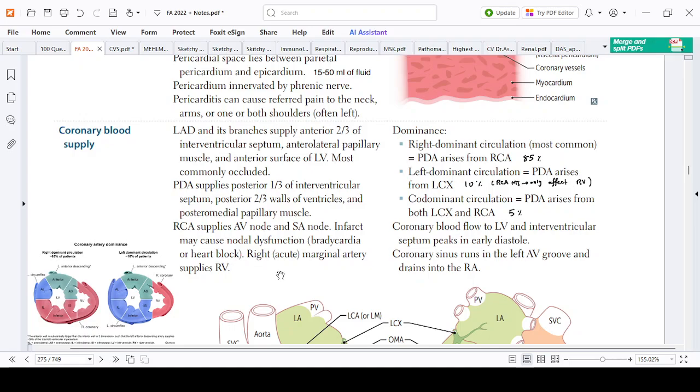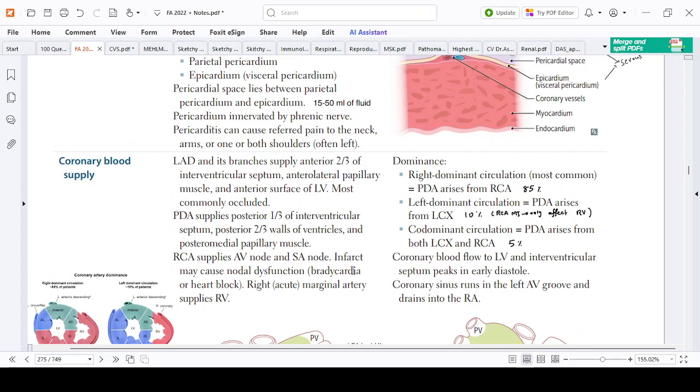The right acute marginal artery supplies the RV, right ventricle. So basically the marginal branches are from the RCA: the nodal artery, the AV nodal artery, the right marginal artery. These are the branches of the right coronary artery. So the right coronary artery basically supplies the AV node, SA node, and, through the marginal artery, the right ventricle.